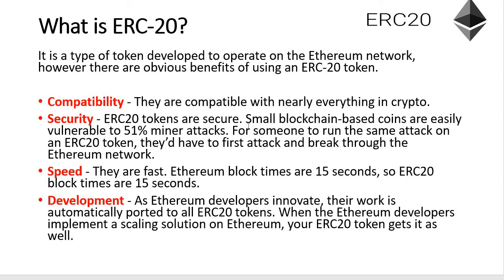They're very secure. Small blockchain coins are easily vulnerable to 51% miner attacks. For someone to run the same network on the ERC20 token, they'd have to first attack and break through the Ethereum network, which is virtually impossible. Speed. They're very fast. Ethereum block times are roughly 15 to 17 seconds, so ERC20 block times are very fast. Development. There's a lot of development of apps and smart contracts within Ethereum, so it's something that's very interesting if you're a developer.